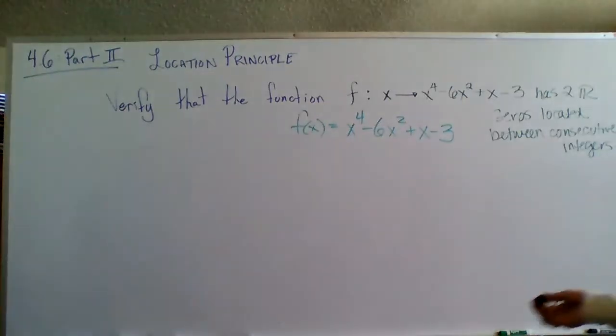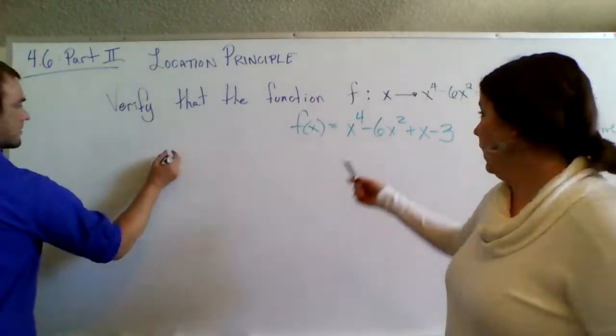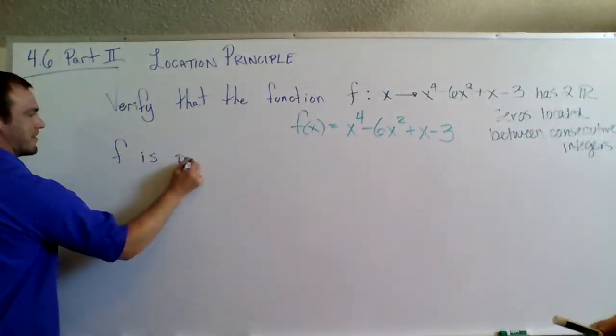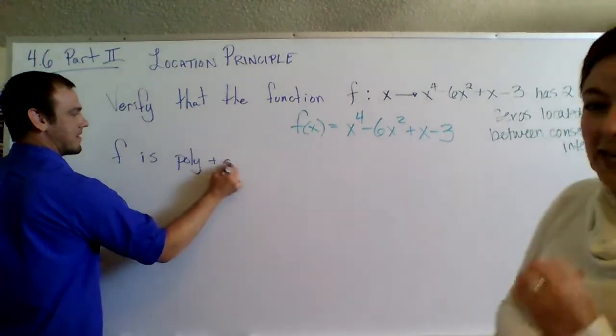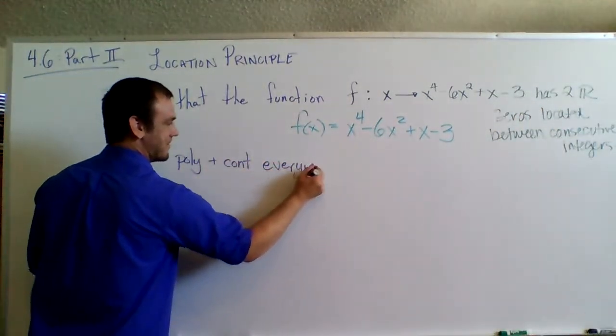Okay, so let's start the same way we started last time, right? Talking about the fact of the hypothesis statement. So what kind of function is f of x, Mr. Herney? F is polynomial. And what do we love about polynomials? They're continuous everywhere.